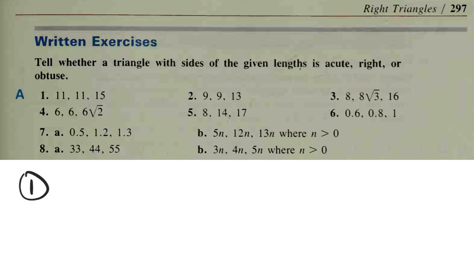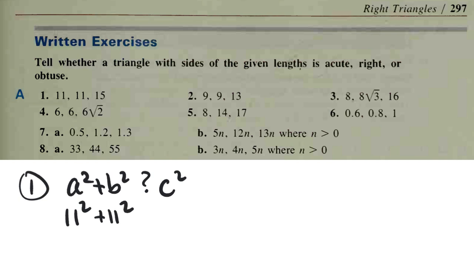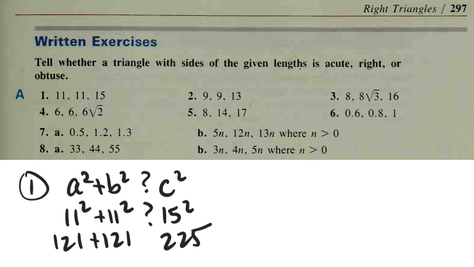And we have a squared plus b squared, and then we're trying to figure out how it relates to c squared. a and b are going to be the shorter sides, so that's going to be 11 squared plus 11 squared. And we have to figure out how that compares to 15 squared? Well, that's 121 plus 121, and this is 225.